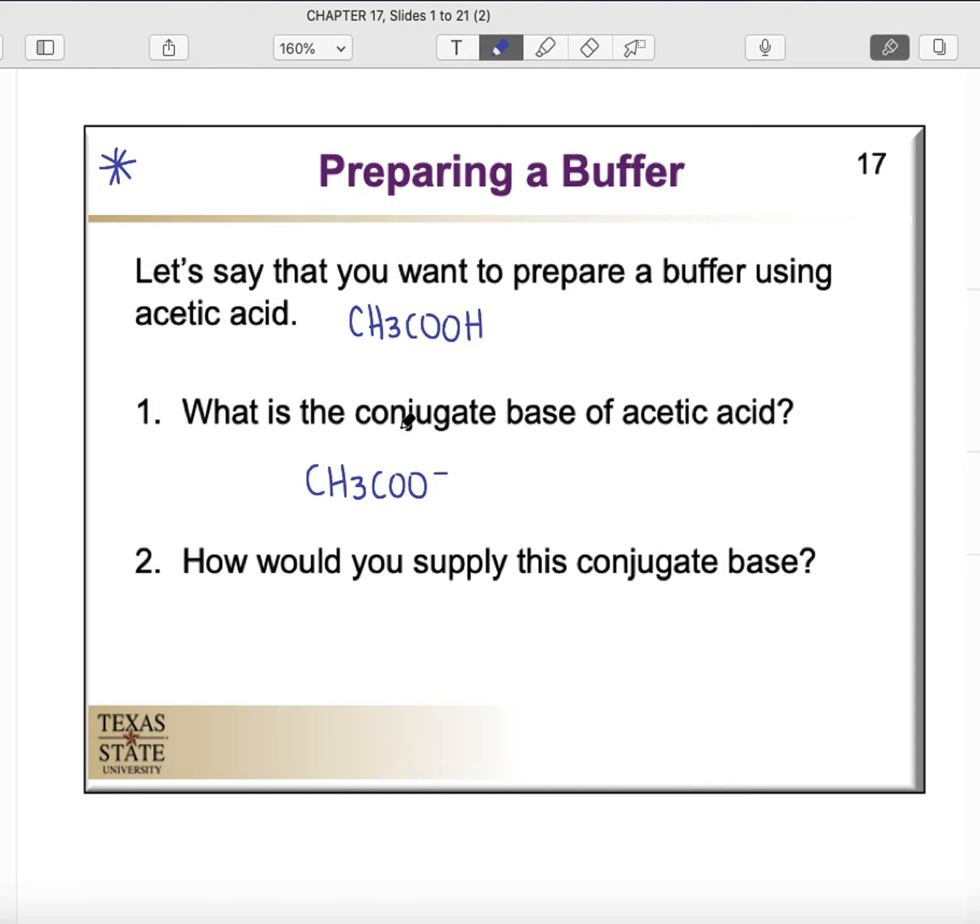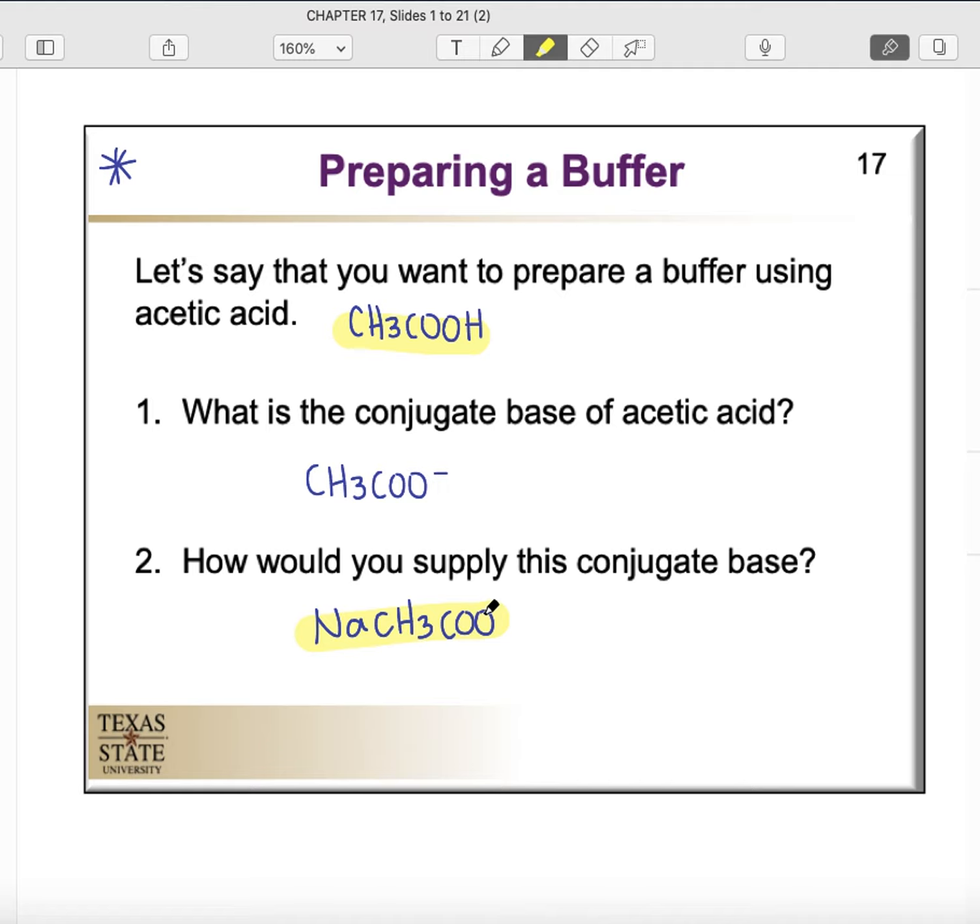All right, can I find this in this way? Well, no, we already said that we cannot buy or store or obtain ions by themselves. But what we can do is to find a source of that ion in the form of a salt. And so how would you supply this conjugate? It would be in the form of a salt. Typically a sodium or potassium salt would work. And so let's go ahead and write sodium acetate would be a choice for this purpose. So my buffer overall would be made from acetic acid and sodium acetate.